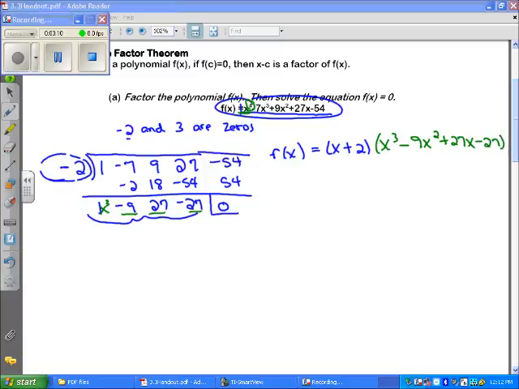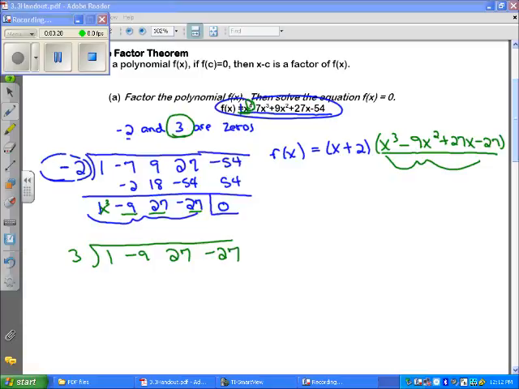Okay, now I'm going to factor it further. So what I'm going to do now is I'm going to factor this part. I'm going to factor out the x minus 3 from that. Okay, so inside here I'm going to go ahead and put these coefficients. So I have a 1, -9, 27, -27. Okay, so far the information that we were given is that -2 is a 0 or x plus 2 is a factor. And now we're going to look and see if 3 is a 0 or x minus 3 is a factor. So I bring down the 1.